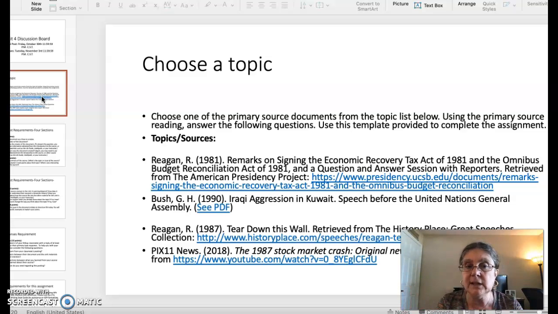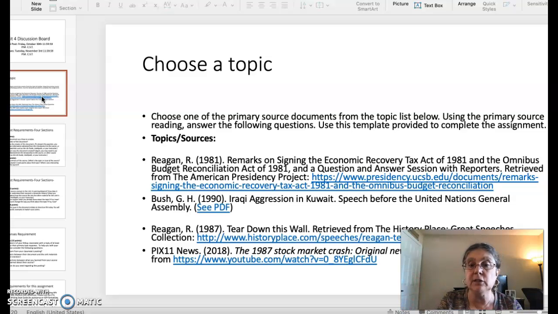So the first topic is Ronald Reagan, his remarks on signing the Economic Recovery Tax Act of 1981 and the Omnibus Budget Reconciliation Act of 1981. This is the interview with Reagan regarding the passage of these laws. And this covers the topic in Unit 4 of Reaganomics. Okay, the second topic you can choose from is George H.W. Bush's speech, Iraqi aggression in Kuwait, that he gave in October of 1990 before the United Nations General Assembly. The Unit 4 topic that this covers would be the first Gulf War.